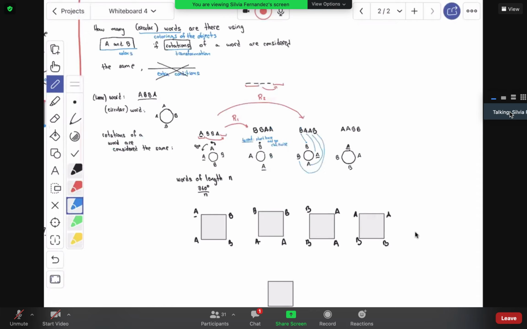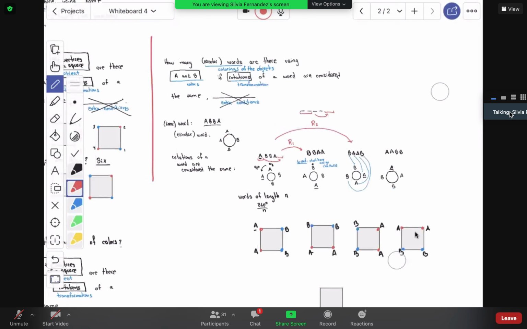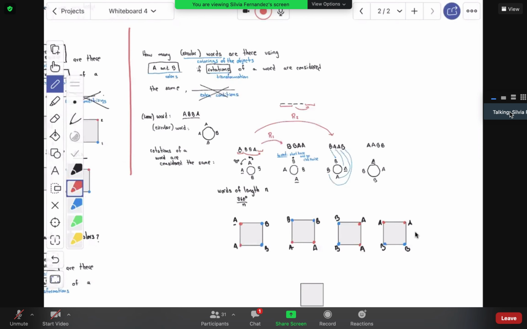Which corresponds to maybe all the B's are blues and all the A's are reds. And you can see that we're just saying that the rotations of a coloring are considered the same. And so solving the problem with two colors or solving this word problem, it's exactly the same. The answer to this problem is also 6. Same as in the square.